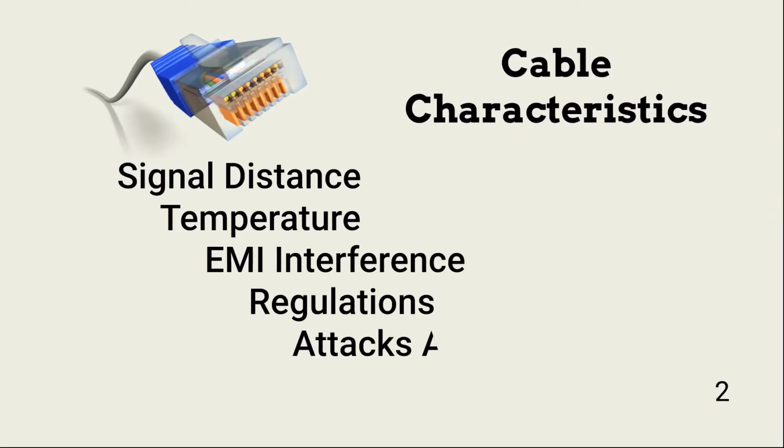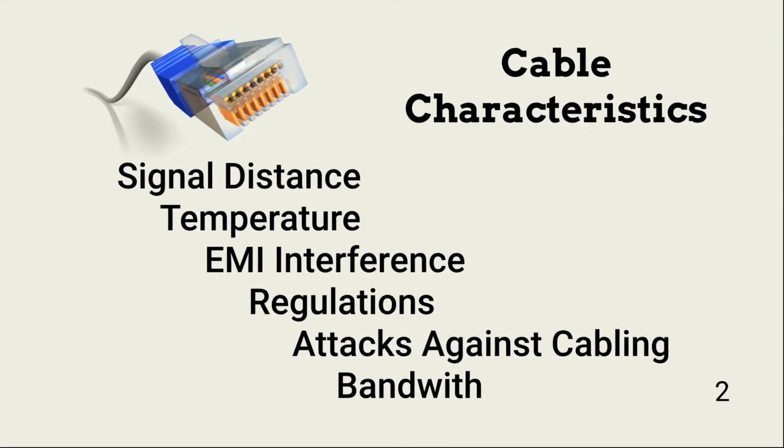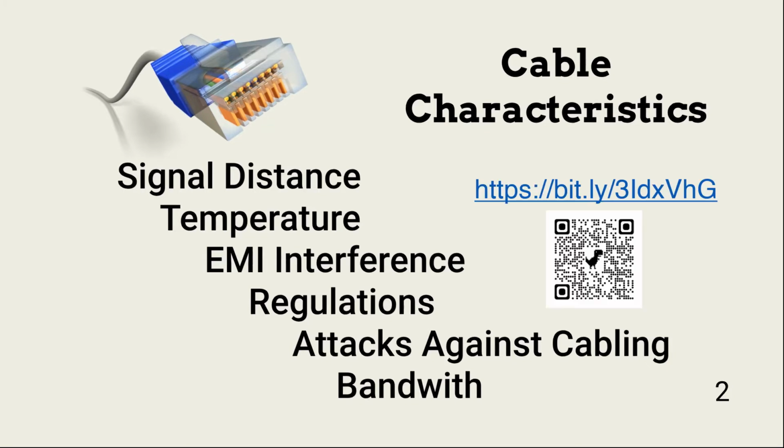Each cable type we look at in this video has characteristics that IT considers when selecting the most appropriate type needed for one or more network connections. One type is not always appropriate for all connected devices across an enterprise. Characteristics include signal distance supported, impact of temperature extremes, possible equipment electromagnetic interference or EMI, regulatory requirements such as the need for plenum cabling, attacks against cables, an example of which is the LANTENNA attack described in the article with the link shown, and bandwidth supported.